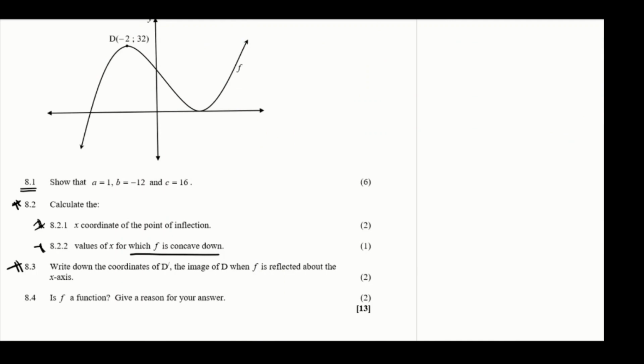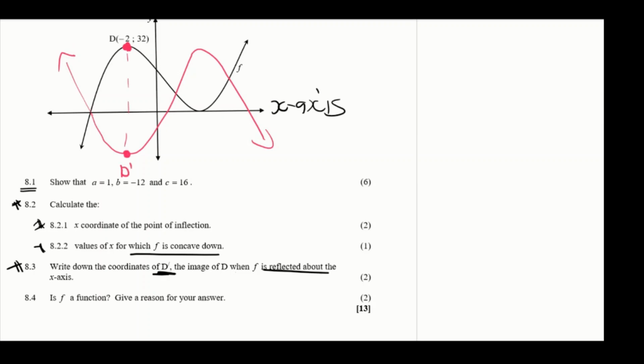8.3 says write down the coordinates of D prime, the image of D reflected about the x-axis. So this is the x-axis. If you reflect anything about the x-axis, which means if you reflect this D, this point here, about the x-axis, the graph will look something like this, right? So where there was D at that point, it's going to come here, which we call D prime.